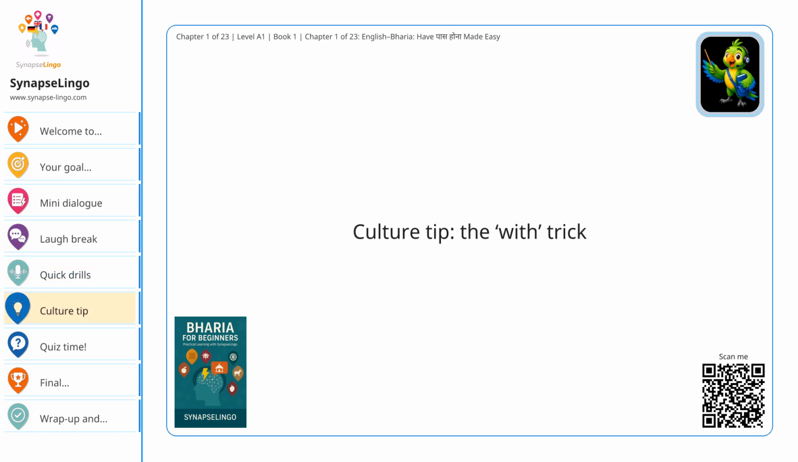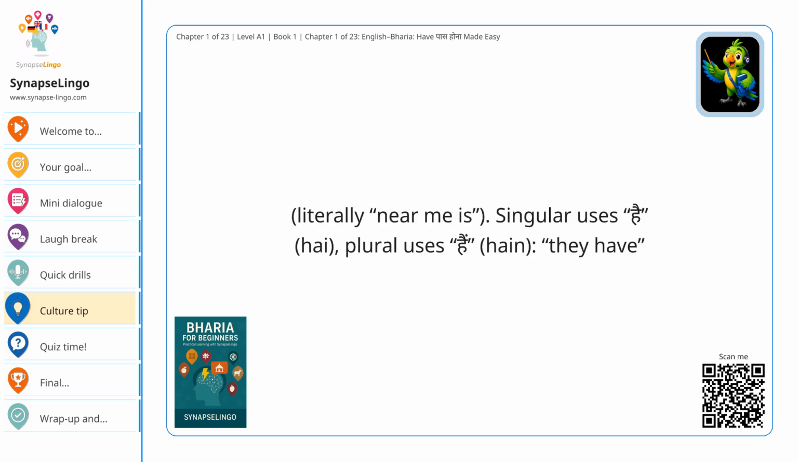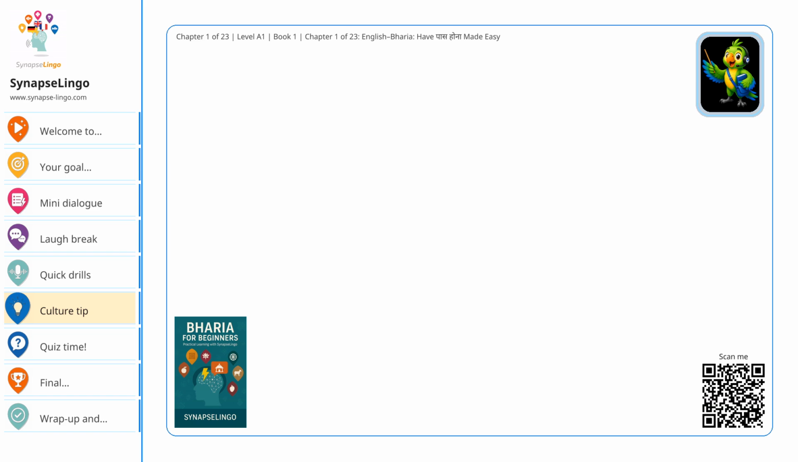Culture tip. The, with, trick. Here's the secret sauce. In Baria, Hindi-style possession, you say, with, near X is Y. That's why, I have, is मेरे पास. Literally, near me is. Singular uses, hai. Plural uses, hain, they have. भी के पास हो. The general verb for have is होना.